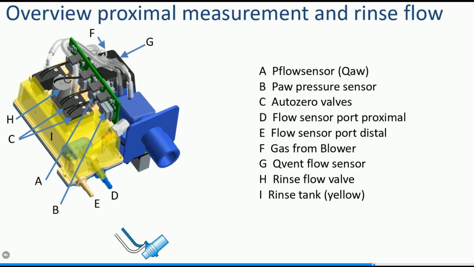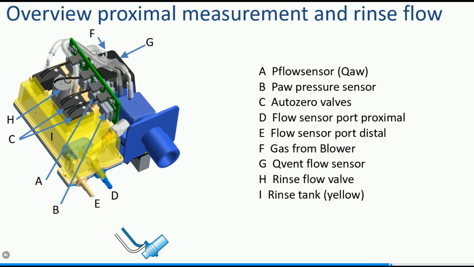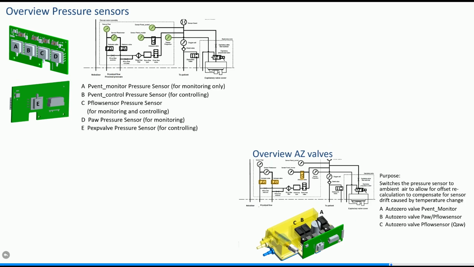The pressure sensor assembly consists of the following parts: the pressure sensor board, which comprises the pressure sensors, auto-zero valves, rinse flow valve, and rinse flow tank. Also visible are the tube connections to the check valve and proximal flow sensor for pressure measurement. Let's have a closer look at the pressure sensors and auto-zero valves.